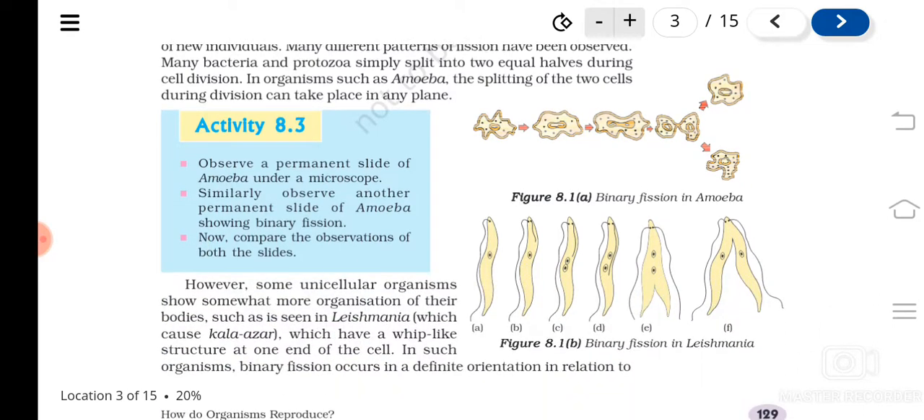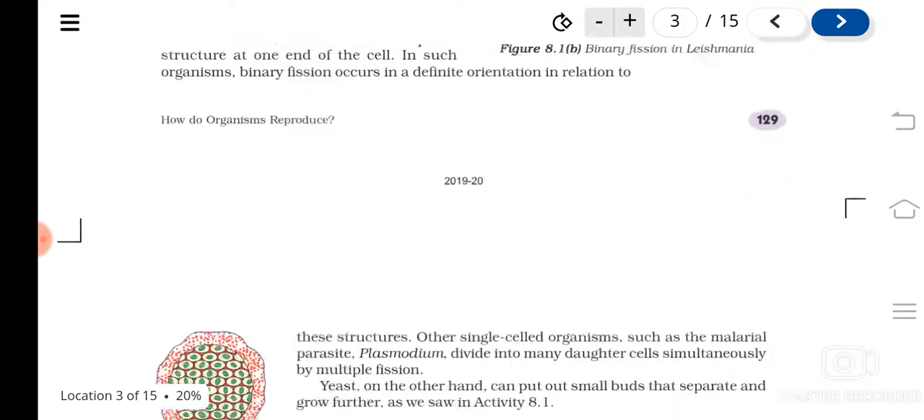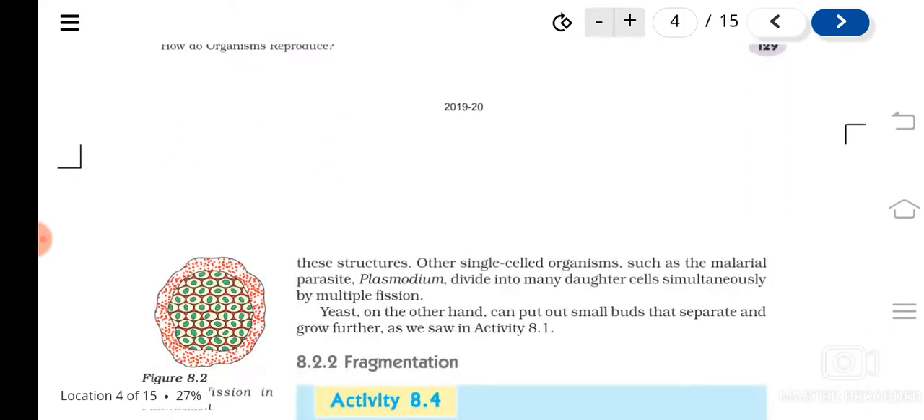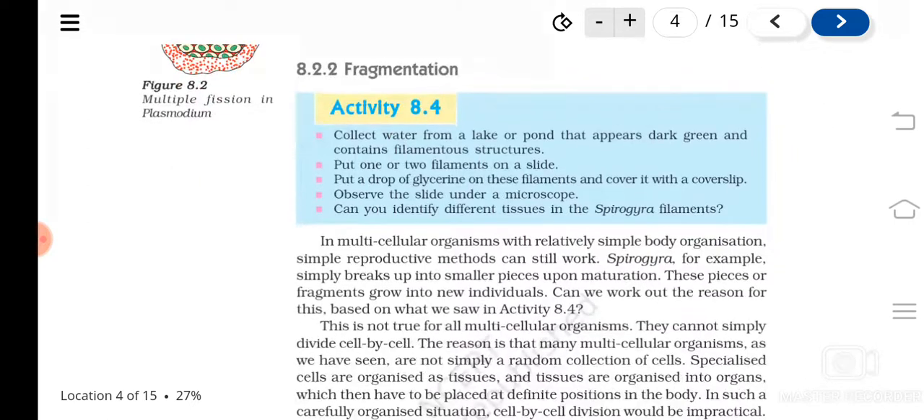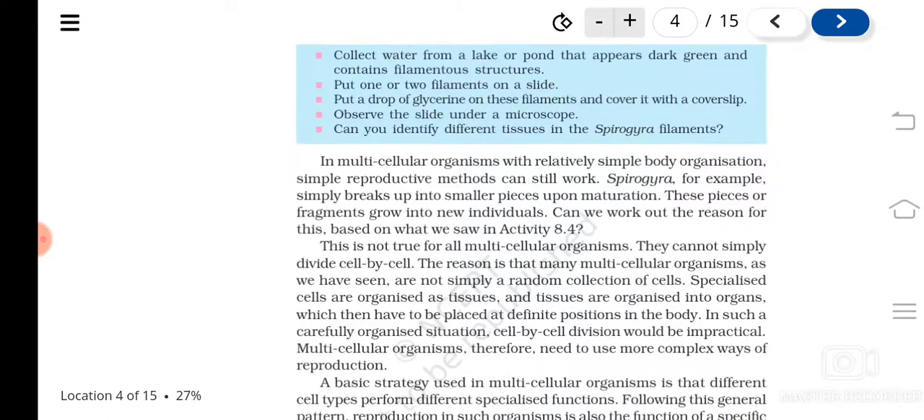And we have then studied the reproduction methods in unicellular organisms like amoeba, leishmania, etc., isn't it? How they reproduce by fission. Binary fission means a single organism divides into two, isn't it? So this is called the binary fission. And then Plasmodium is an example where multiple fission happens. What is multiple fission? A single organism gets divided into a number of fragments. Then what is fragmentation? You can see this in Spirogyra, isn't it?